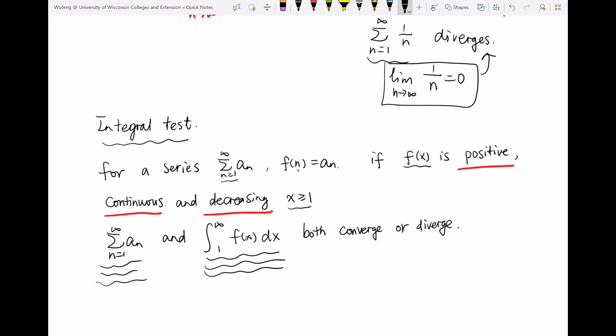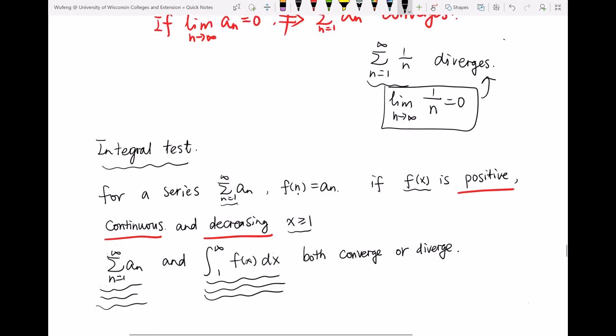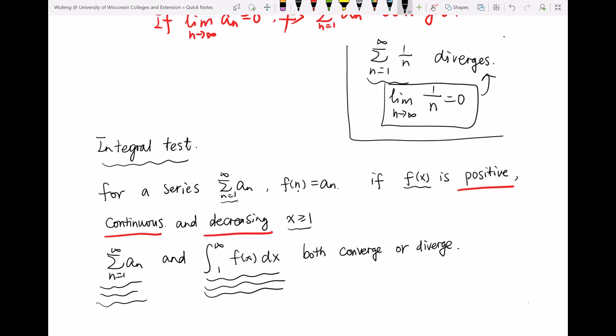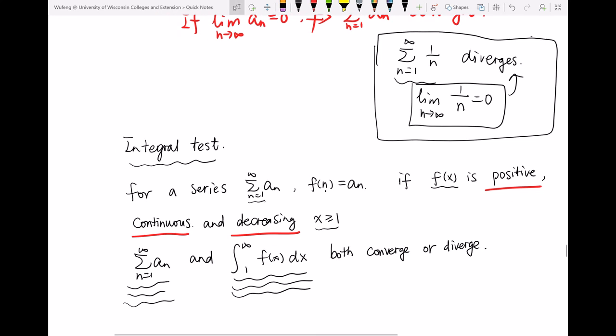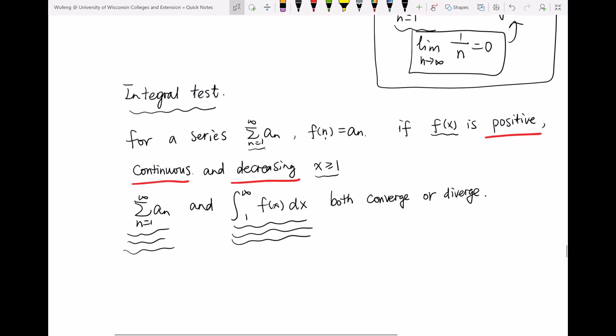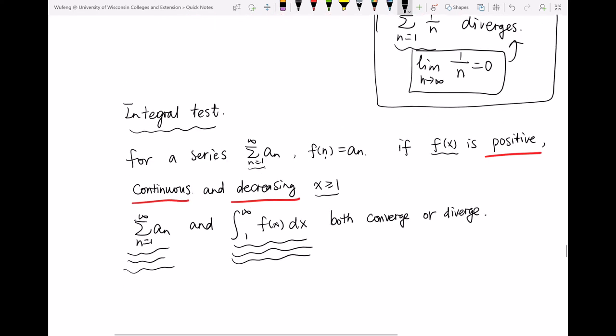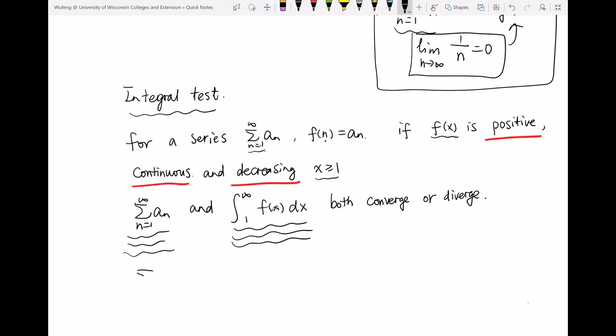So let's look at an example. This example we have discussed yesterday. Now we have a test to prove it. Why does the series 1 over n diverge? Now we look at this example and prove it here. For the series from n equals 1 to infinity of 1 over n.